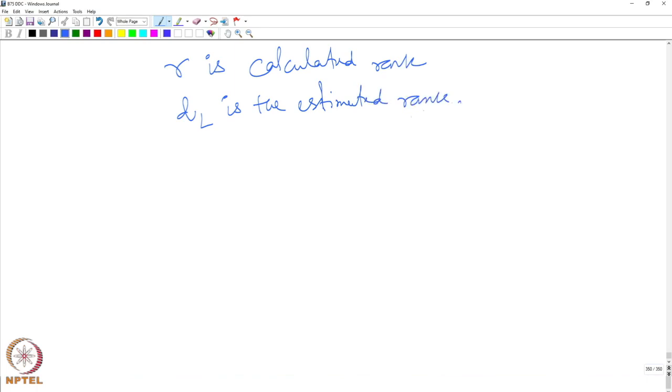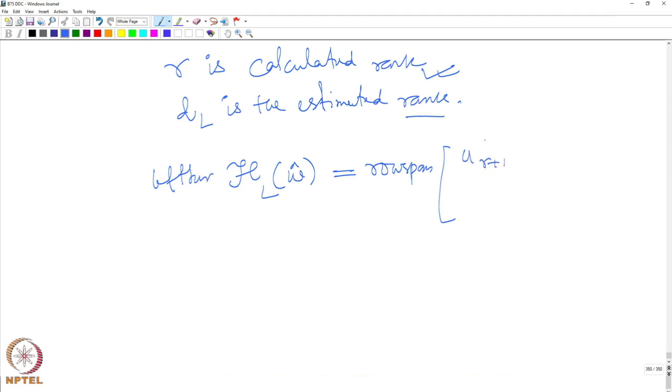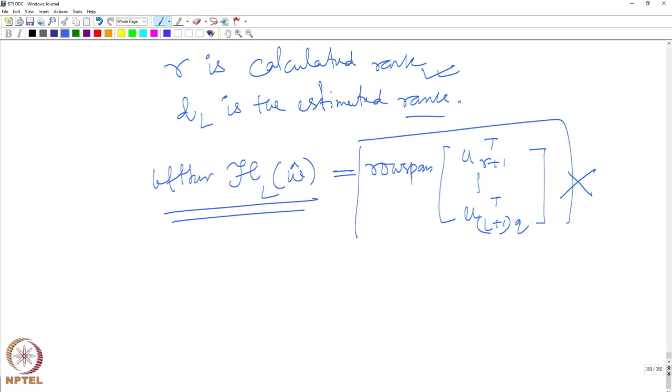So if I had gone by the calculated rank of HL itself, I would have said that the left kernel of HL W hat will be given by the row span of U R plus 1 transpose up to U L plus 1 times Q transpose, like before. But I do not do this because this is wrong, this will not give me the system, because this is the outcome of the corrupted data, corrupted by noise.